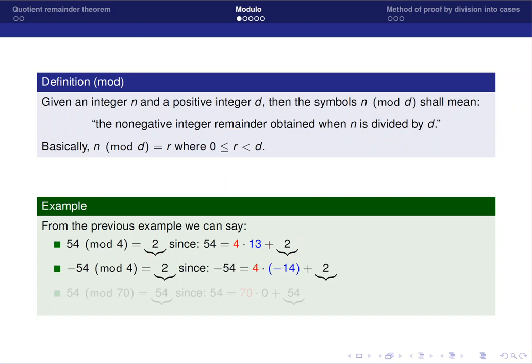Similarly, 2 is again the remainder when you divide negative 54 by 4, because 2 is the remainder you would end up with when you use your quotient remainder theorem. Then finally, 54 divided by 70 gives a remainder of 54. So we say that 54 modulo 70 is equal to 54. So 54 is the remainder when I divide 54 by 70.